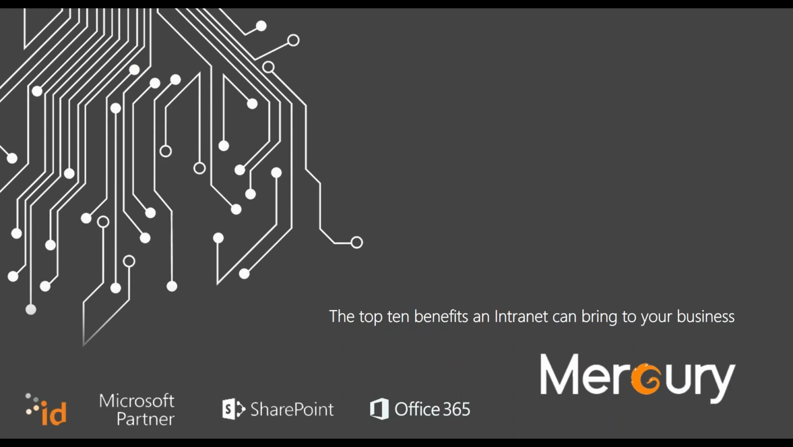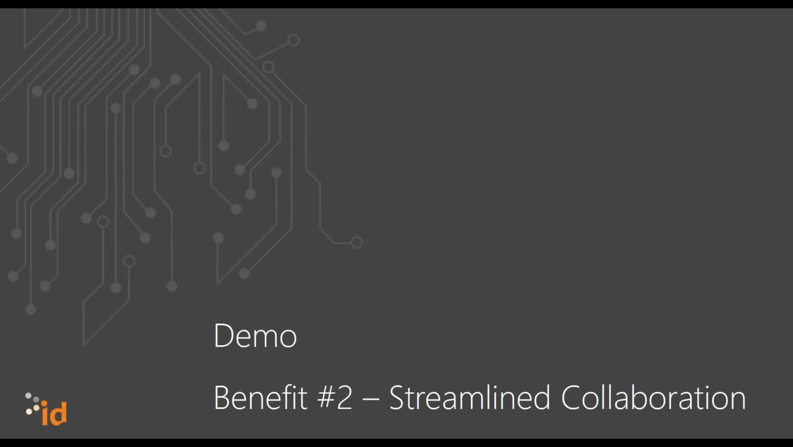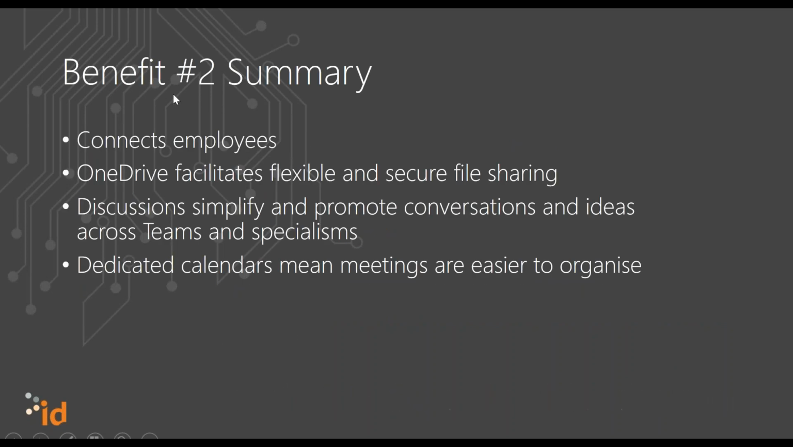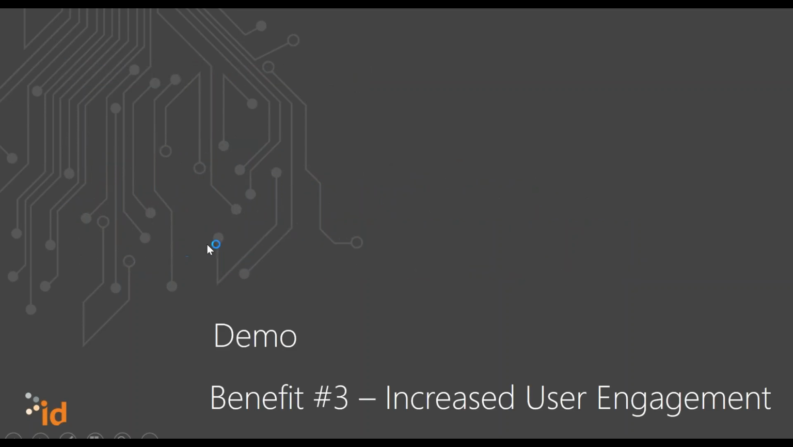So to resume our slides then, to summarize that benefit. Okay, so it really helps connect employees. The OneDrive functionality that you saw facilitates flexible and secure file sharing, and the discussions really simplify and promote conversations and ideas that go across teams and across specialisms, and the dedicated calendars mean that events are much easier to organize. Okay, so the next benefit is increased user engagement.